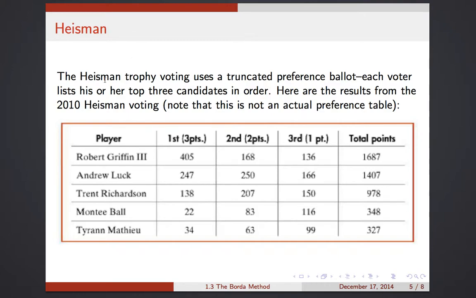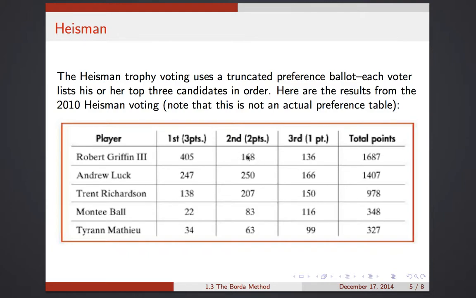Here's another example that uses Borda. It's the Heisman Trophy voting. The Heisman Trophy voting uses only a truncated preference ballot, though, so you just rank your top 3 candidates. It would be a huge pain to list all of the college football players and rank them, right? So each voter just submits his top 3, and here's how the voting came out in 2010. So 405 people ranked Robert Griffin III first, and he got 3 points for each of those votes.